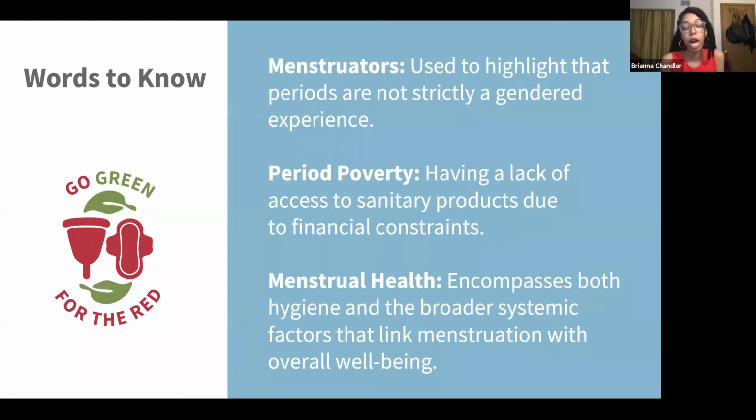Menstrual health is defined by UNICEF as a term that encompasses menstrual hygiene, as well as broader systemic factors that link menstruation to health and overall well-being, such as gender equality, education, equity, empowerment, and general human rights.